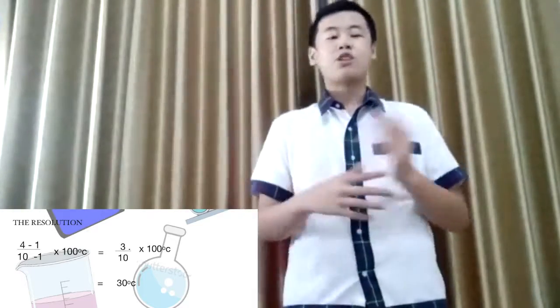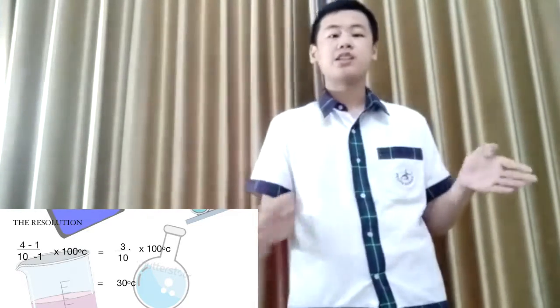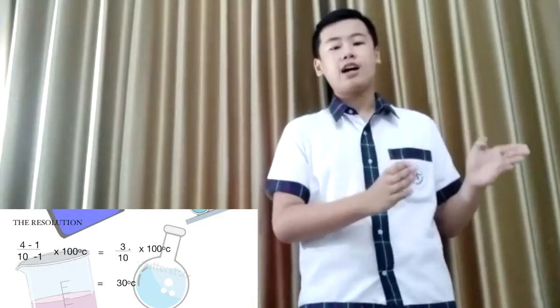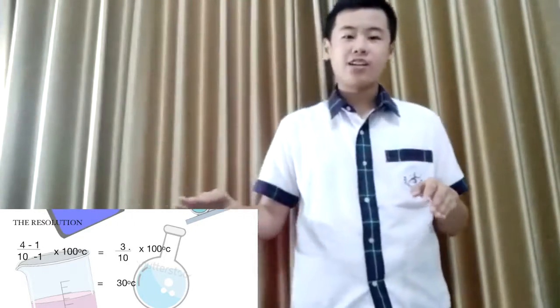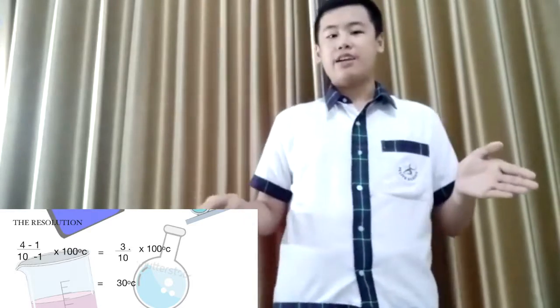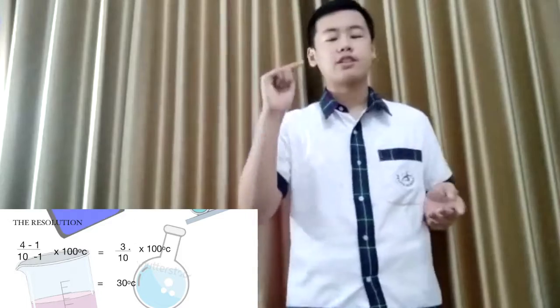4 centimeter minus 1 centimeter, because it is theta minus the melting ice point, over the steam point minus the ice melting point, times 100 degrees Celsius, and it equals 3/10 times 100 degrees Celsius, right? So we found that the temperature at 4 centimeter length is 30 degrees Celsius.